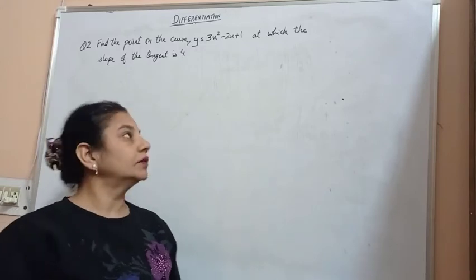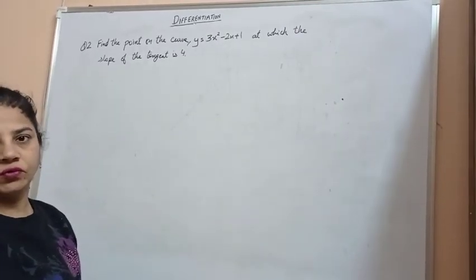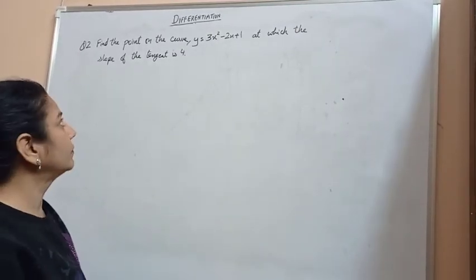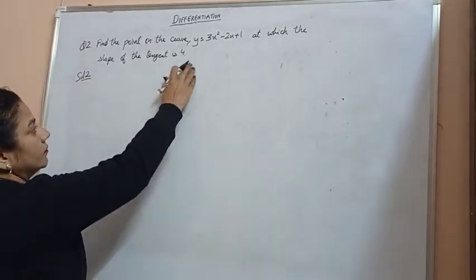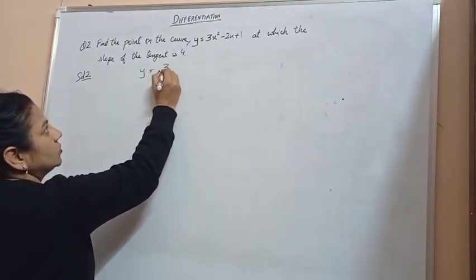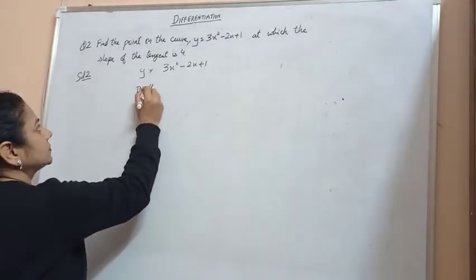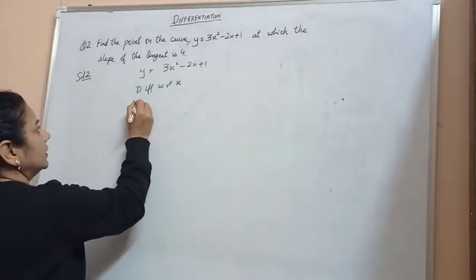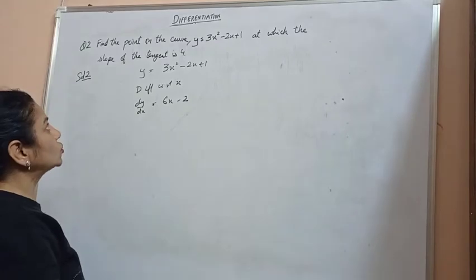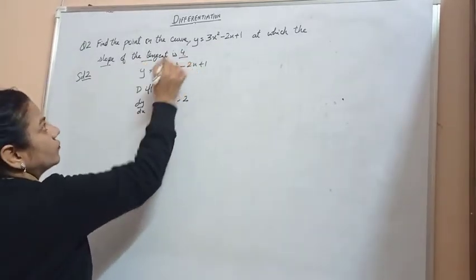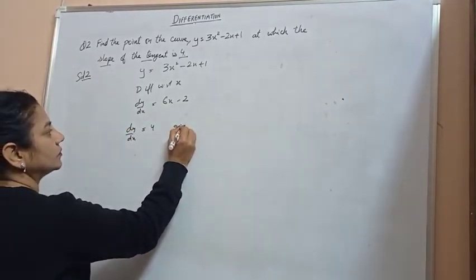Find the point on the curve y is equal to 3x square minus 2x plus 1 at which the slope of tangent is 4. So, first of all, I calculate the slope of tangent. The curve is given as y is equal to 3x square minus 2x plus 1. Differentiating with respect to x, dy by dx is equal to 6x minus 2. The slope of tangent is 4, given to us. That means dy by dx is equal to 4.